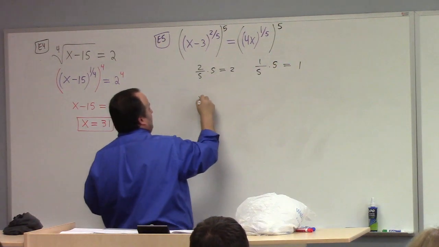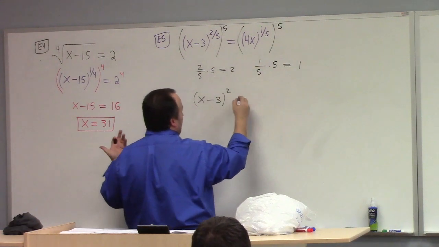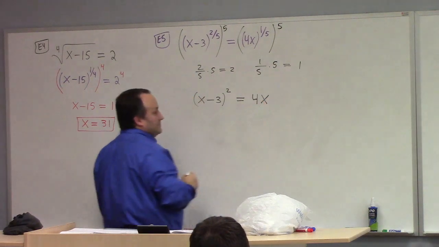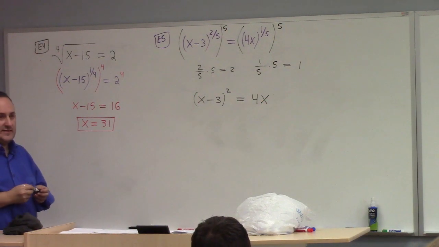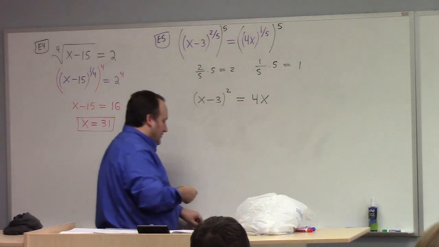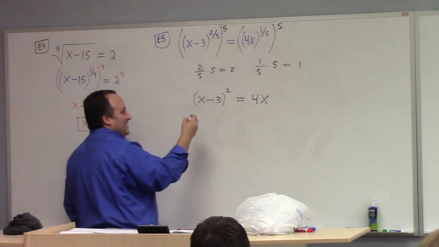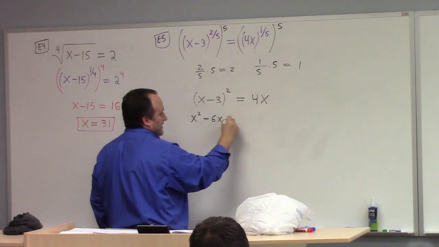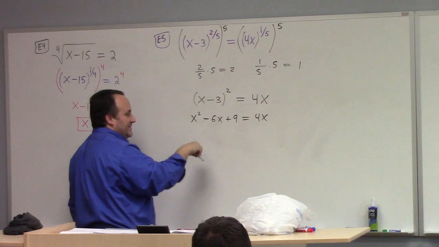And so what that gives me is x minus 3 squared, which is annoying, but not too bad, is equal to, well, 4x. And we can solve that all day long, right? Not a problem. That's a quadratic. Seems like all roads lead to quadratic equations, right? So this is x squared minus 6x plus 9 equals 4x. Put all your x's on one side.